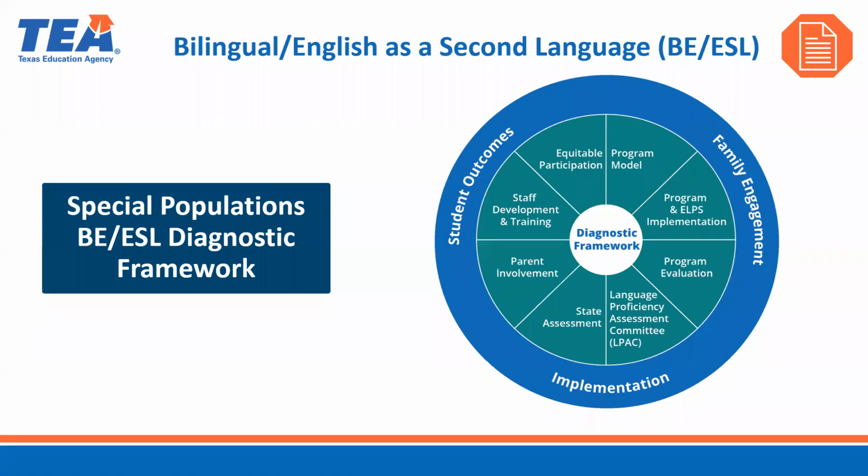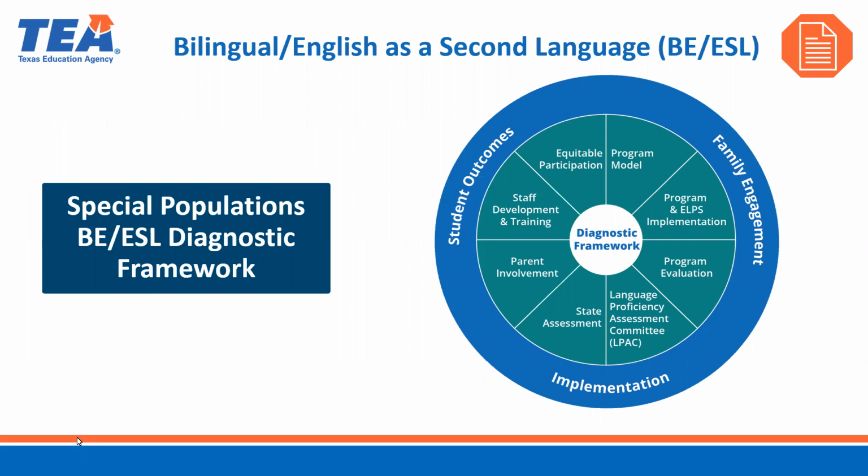They are equitable participation, program model, program and English language proficiency standards, the ELPS, the implementation of the ELPS, program evaluations, the language proficiency assessment committees, or the LPAC, state assessment, parent involvement, and staff development and training. This diagnostic framework supports the TEA and LEAs in developing differentiated support activities to promote program effectiveness and continuous improvement of achievement indicators for emergent bilingual students in Texas.